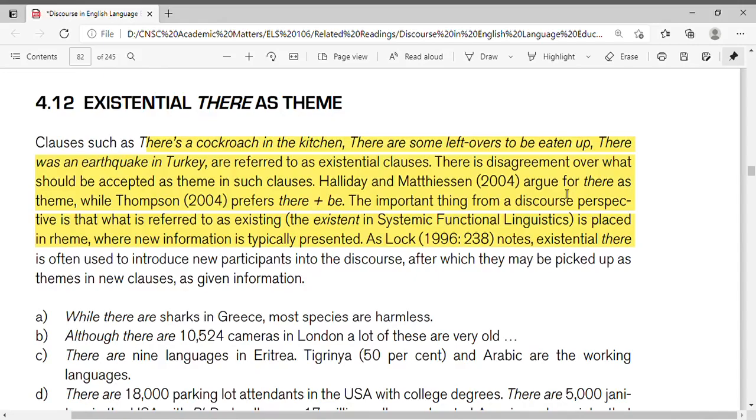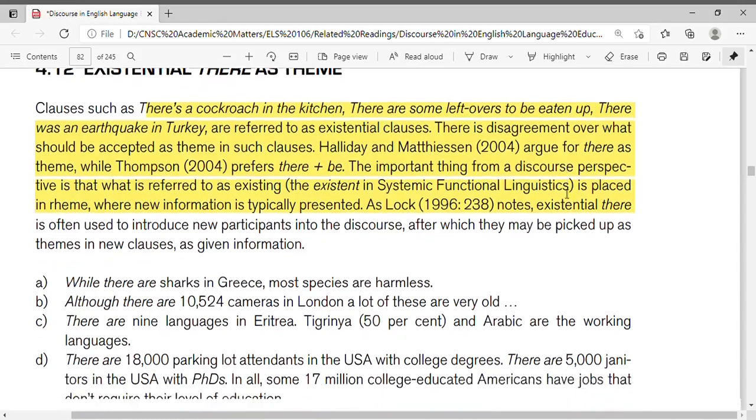The important thing from a discourse perspective is that what is referred to as existing is placed in rheme, where new information is typically presented. Existential there is often used to introduce new participants into the discourse, after which they may be picked up as themes in new clauses or in the preceding clauses as given information.